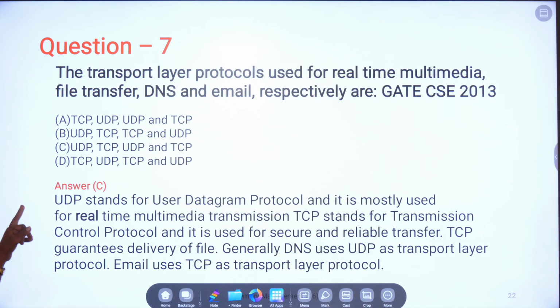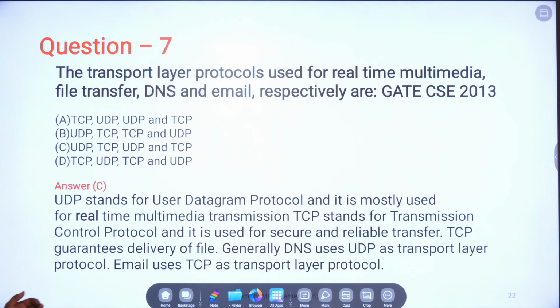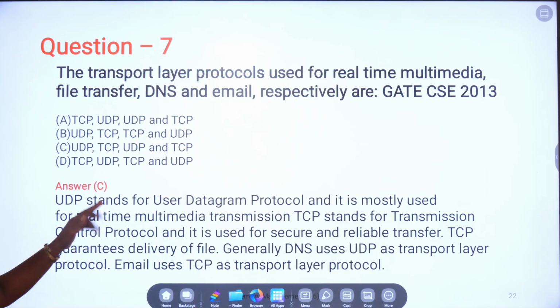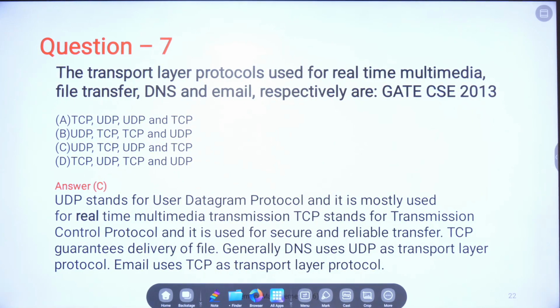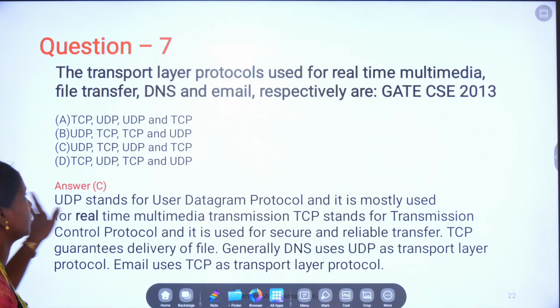UDP is the user datagram protocol. TCP is the transmission control protocol, which transmits the data from source to destination. UDP is used for real-time multimedia transmission, while TCP is used for secure and reliable transfer. So the answer is UDP, TCP, and UDP and TCP.